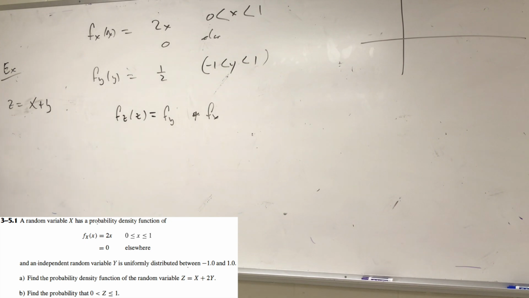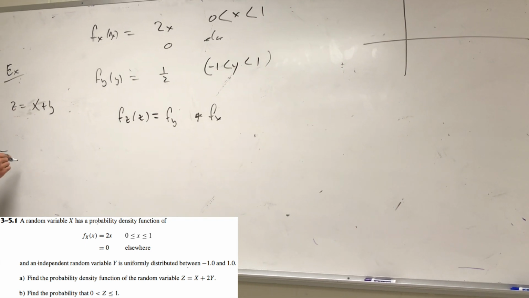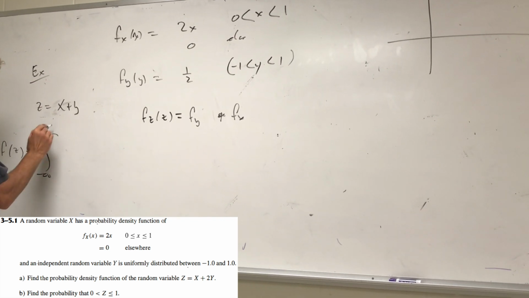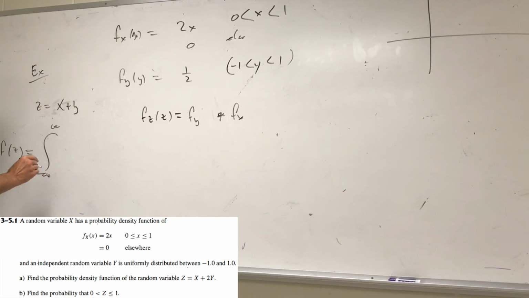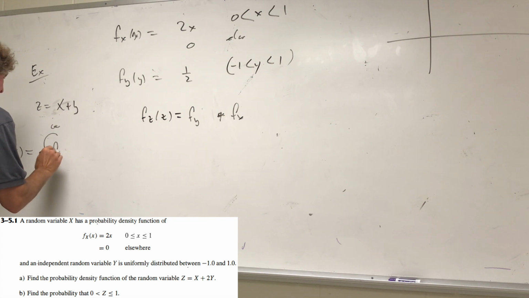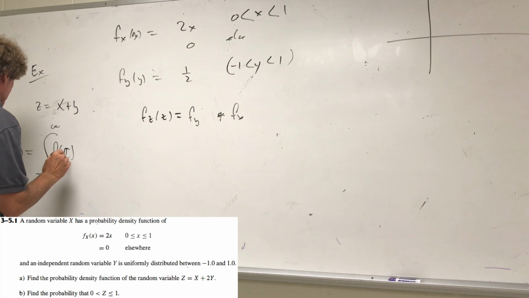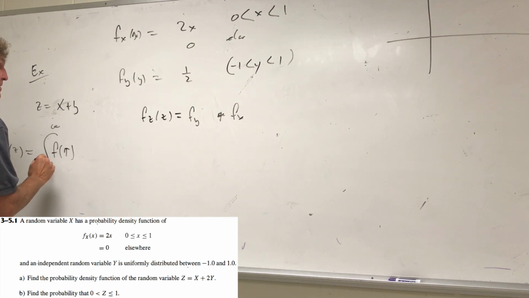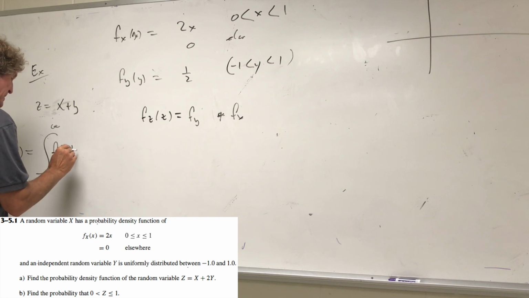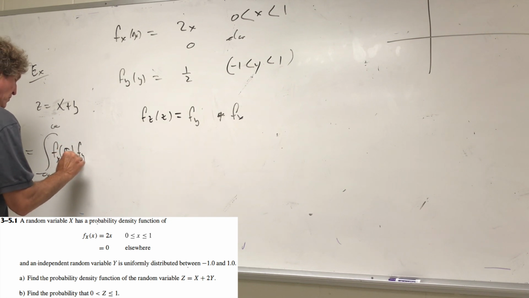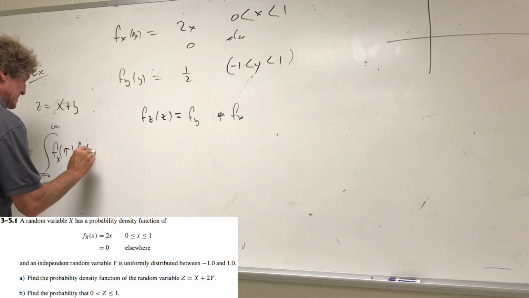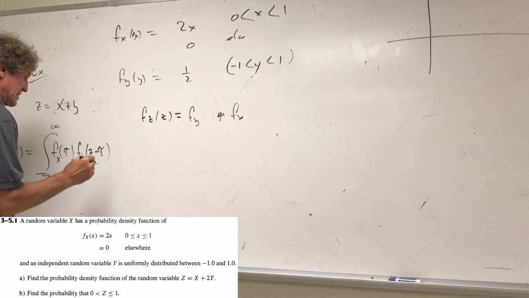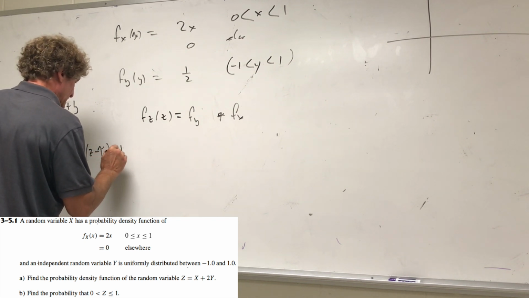What I'm after for my f of z right here, technically it's the integral from minus infinity to infinity of the first variable, f of tau, times the second, f of x, and then it's going to be times f of y, and this is going to be z minus tau. You're integrating out tau, d tau.